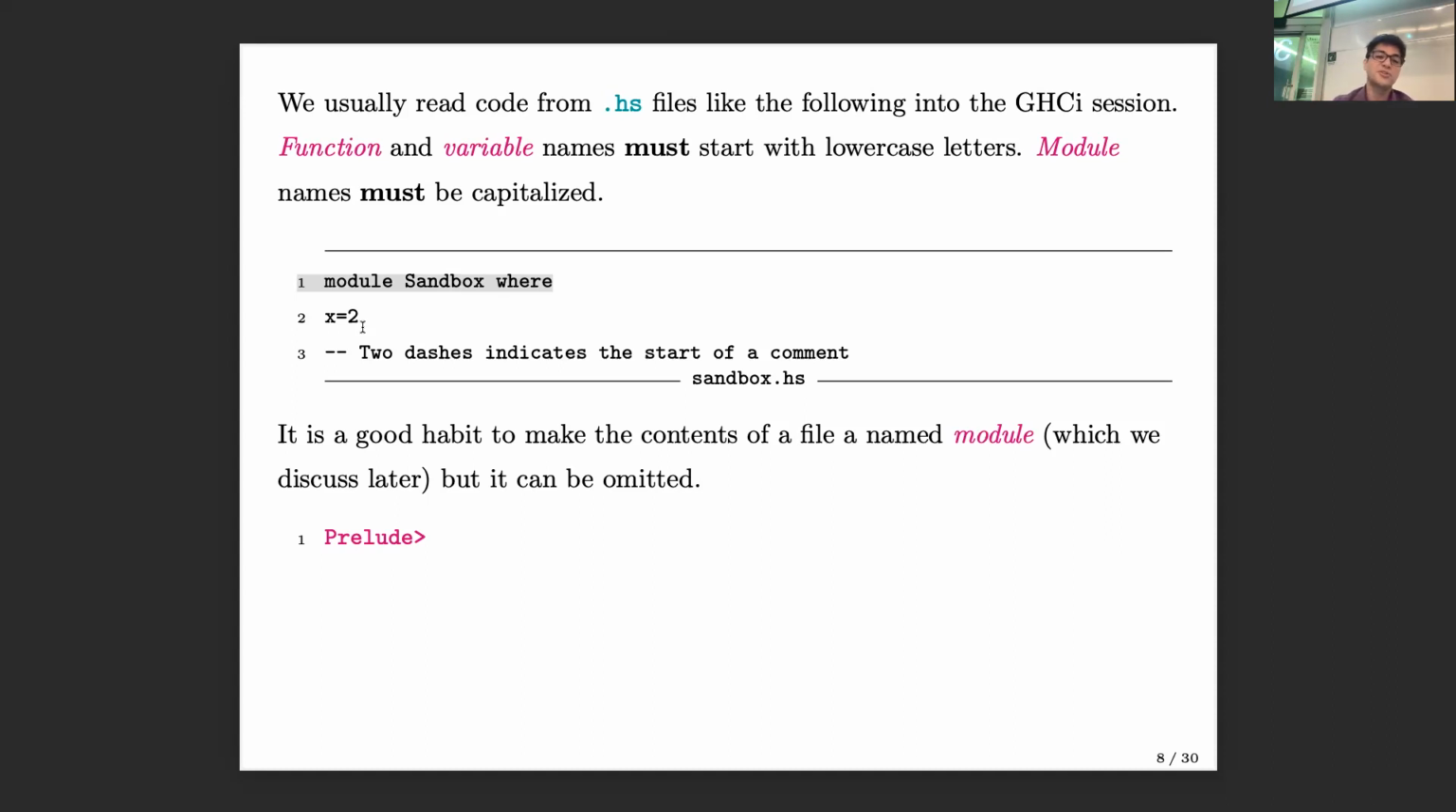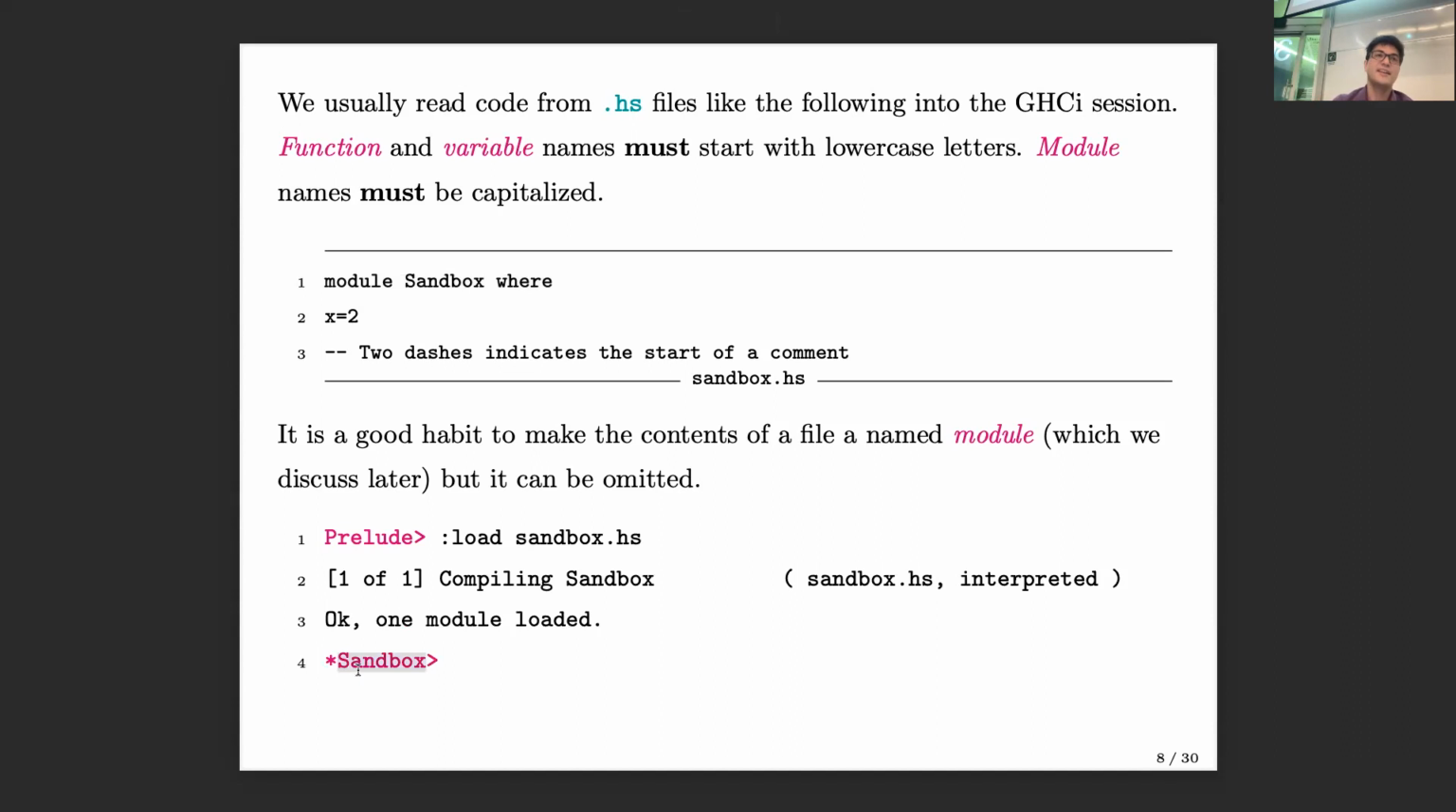We have comments, of course. Two dashes indicates the start of a comment. If you want to do multi-line comments, then you use a dash and curly braces. Everything inside the curly braces is going to be a comment. Again, it's good practice to name your files as modules, because once we load them, you'll see that the interactive REPL is going to give you some indication that it has been loaded. Right, so now we have use of x.